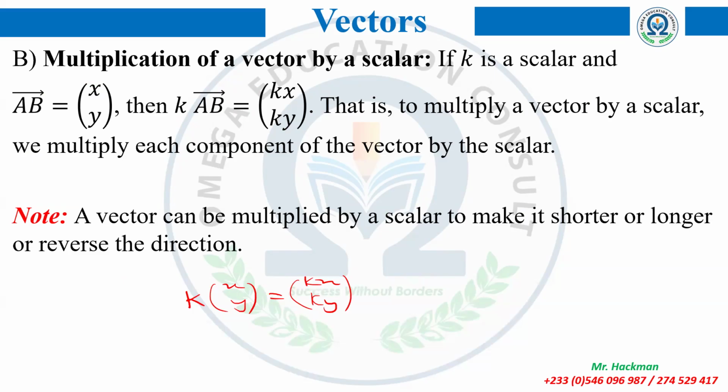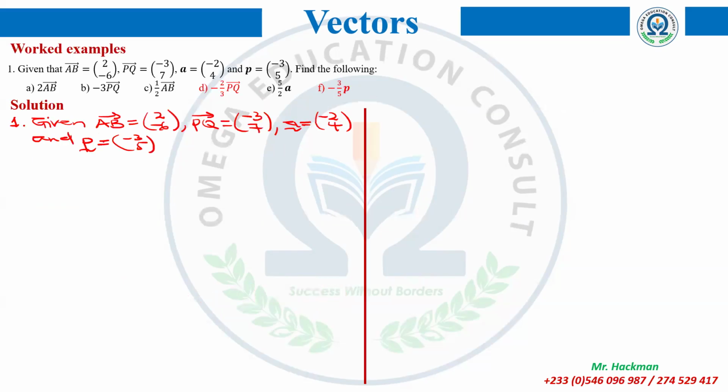Now, let's go and look at the following worked examples. All right, so worked example one. Given the vector AB with the components 2, -6, the vector PQ with the components -3, 7, your vector a, the special notation, small a, is equal to -2, 4, and the vector q with its components here. Find the following. So you can see on your screens.